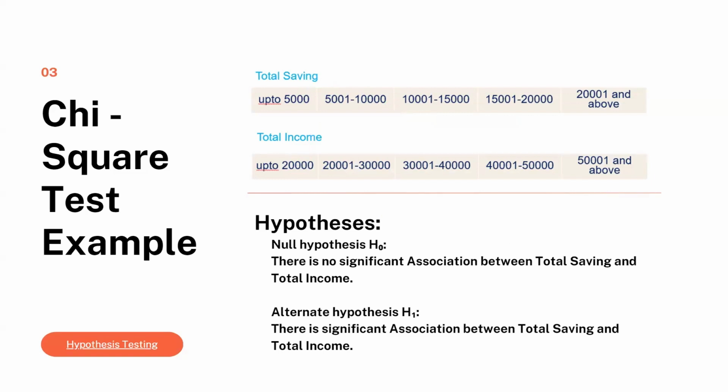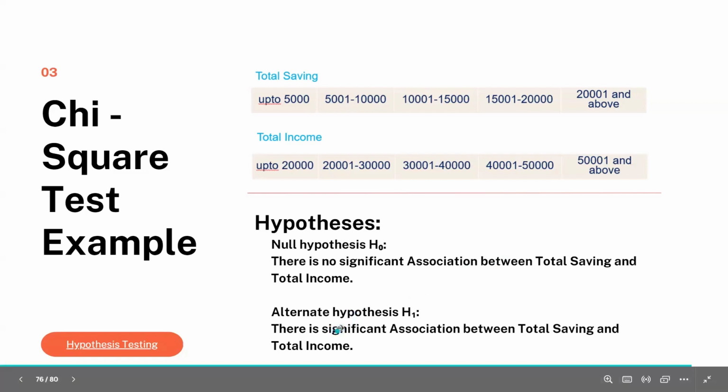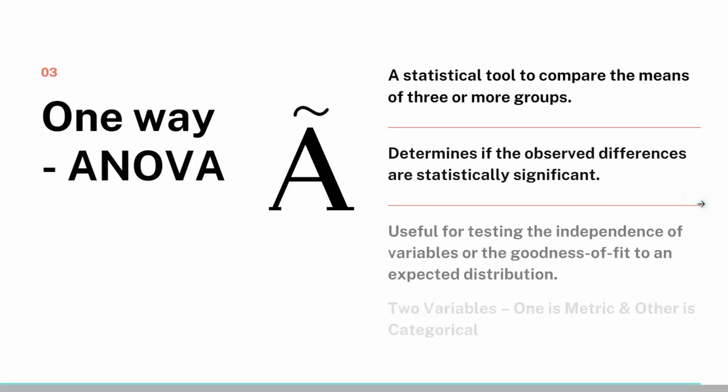In this, we are taking the null hypothesis that there is no significant association between the total savings and total income. Against it, we are taking an alternative hypothesis: there is a significant association between the total income and the total savings.